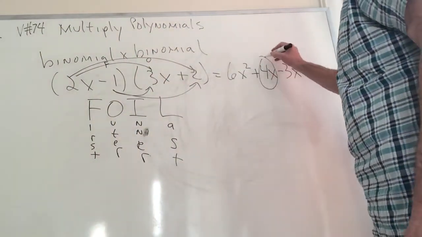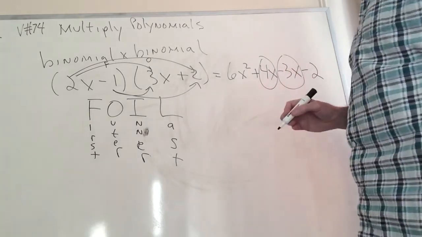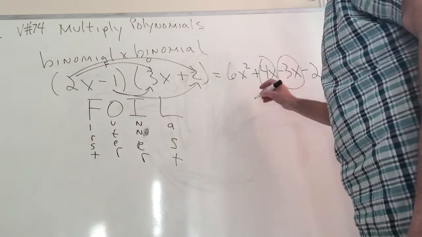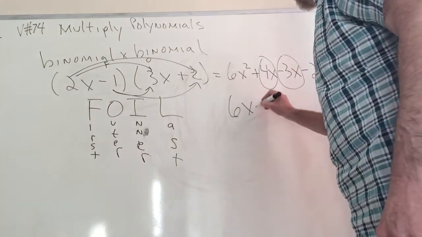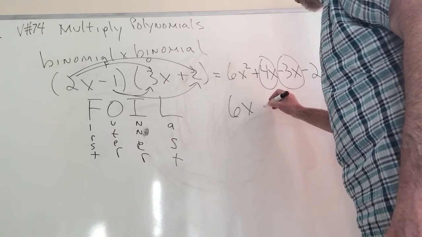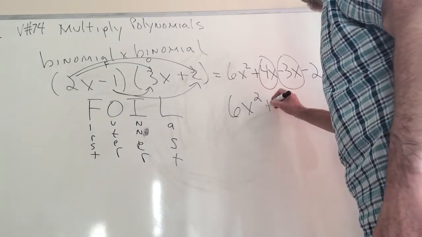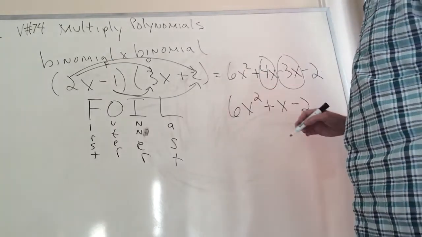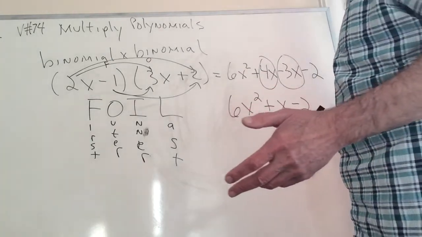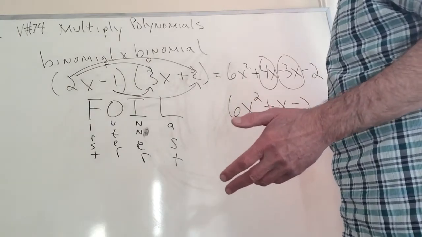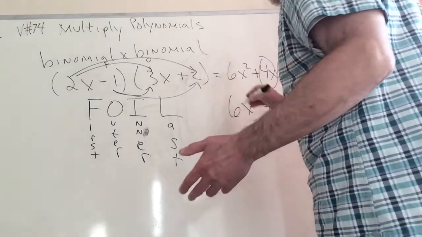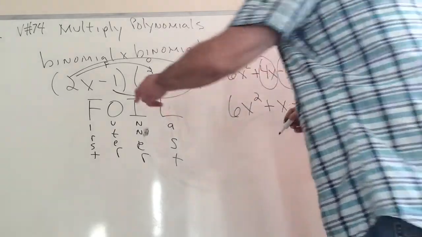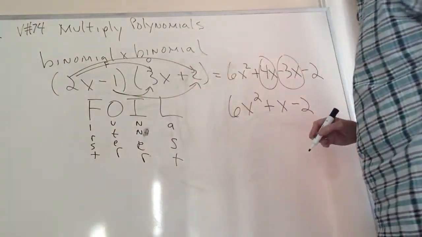We combine the like terms in any algebraic expression, in any polynomial, 4x minus 3x, since they're like terms. And the correct answer here is 6x squared plus x minus 2. And this is usually what's going to happen when you multiply two binomials together. You're going to get a trinomial, quadratic to the second degree, as long as one is linear and the other is linear.